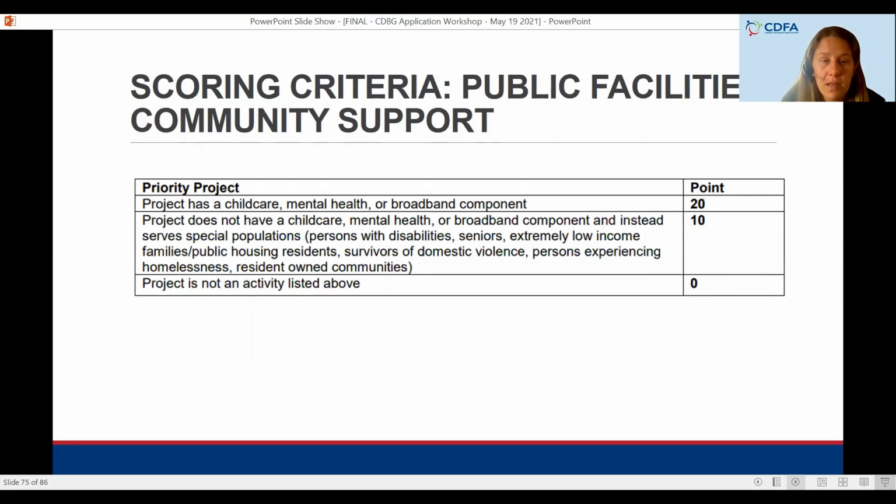As we look at the priority, projects that have a component that is childcare related, mental health related, or have a broadband component will receive priority scoring points of 20. Projects that do not have those, but instead serve special populations, and you can see the special populations listed here, will receive 10 points, and all other projects will receive 0 in this scoring category.